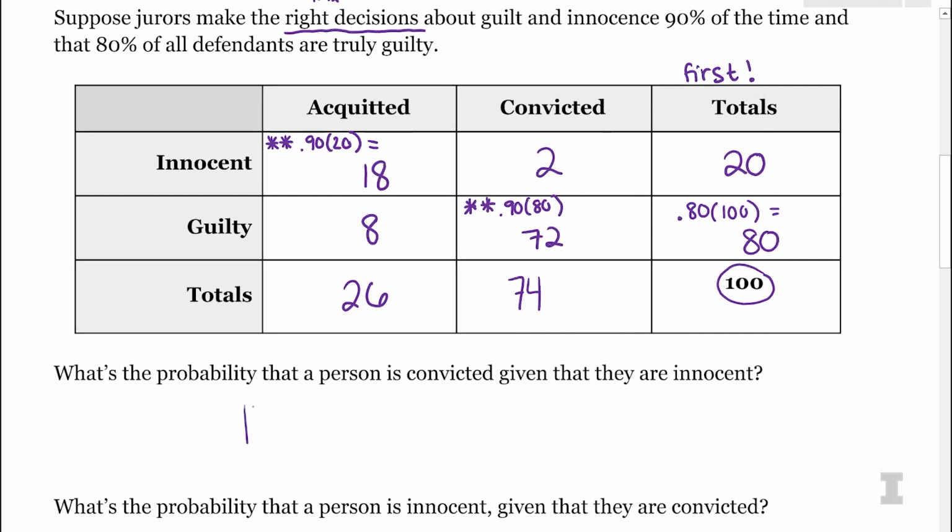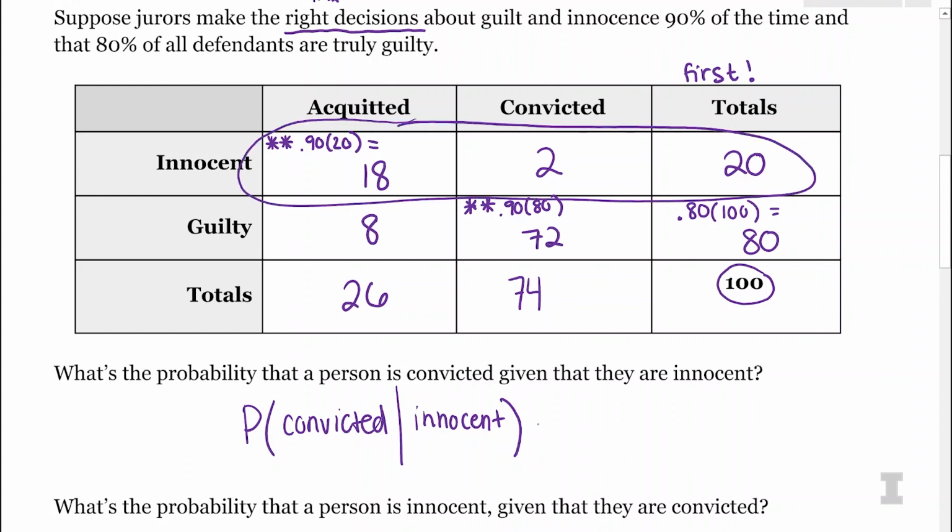It says, what's the probability that a person is convicted? I'm going to use my probability notation, given that they are innocent. We're saying, what's the probability that they're convicted given they're one of these 20 innocent people? So I know that the denominator is going to be 20 because it says given they're innocent, and we know there are 20 innocent people. The probability that they're going to be convicted, only 2 of them are going to be convicted. So 2 out of 20 is just 10%. So that's low, but kind of scary that it's not 0.